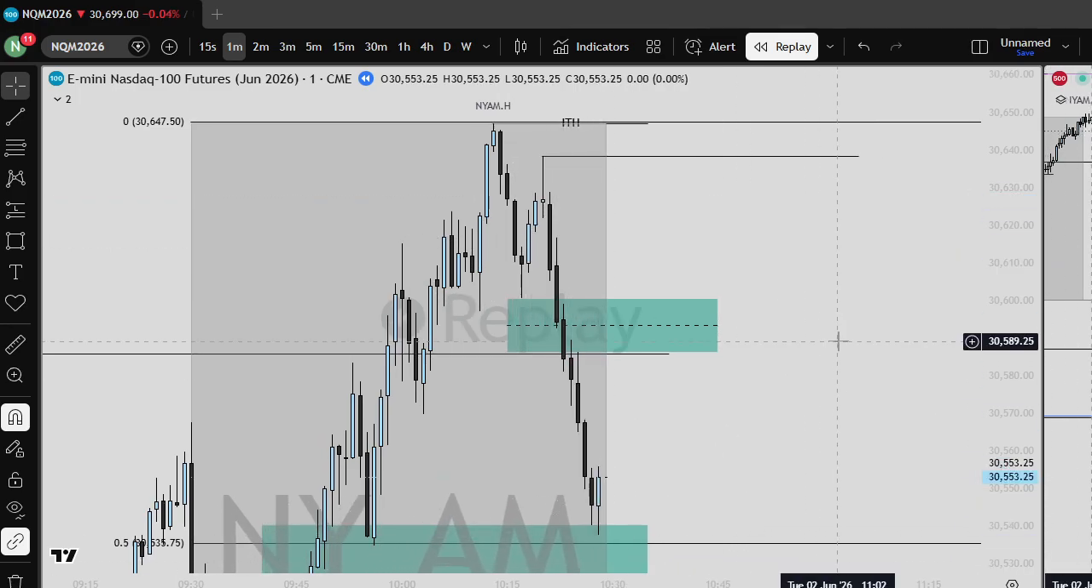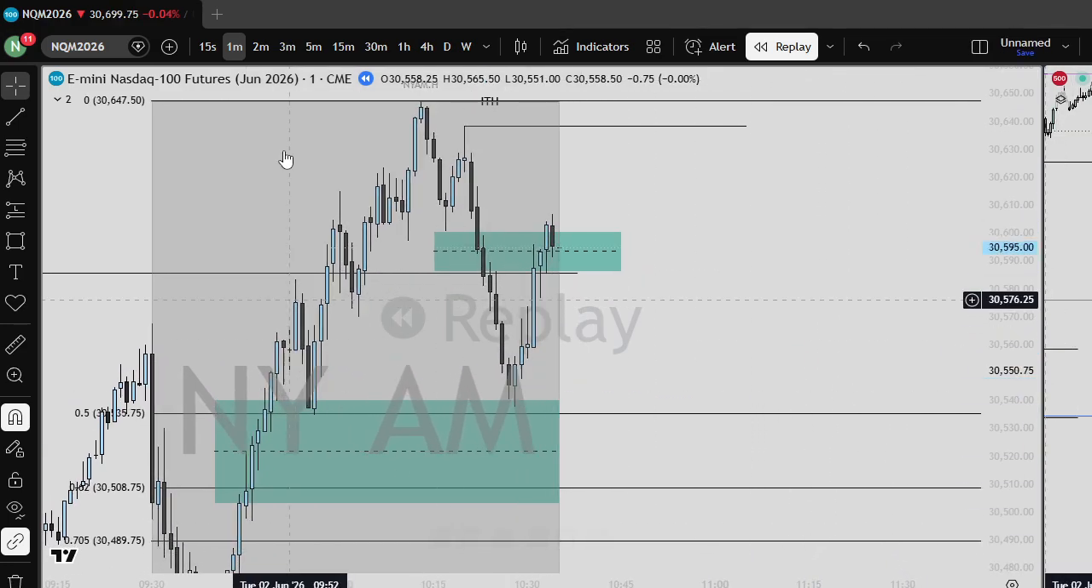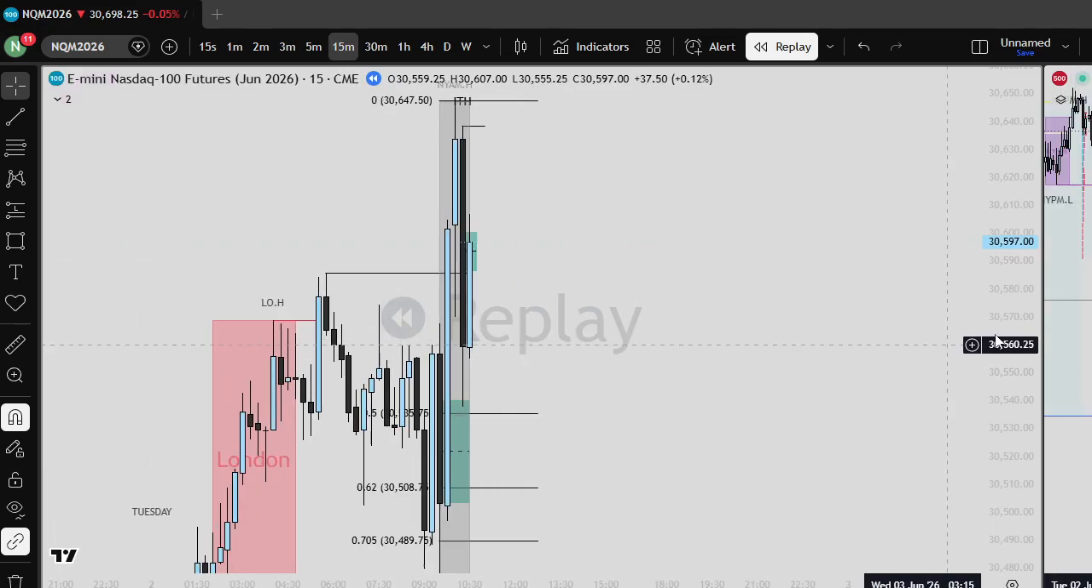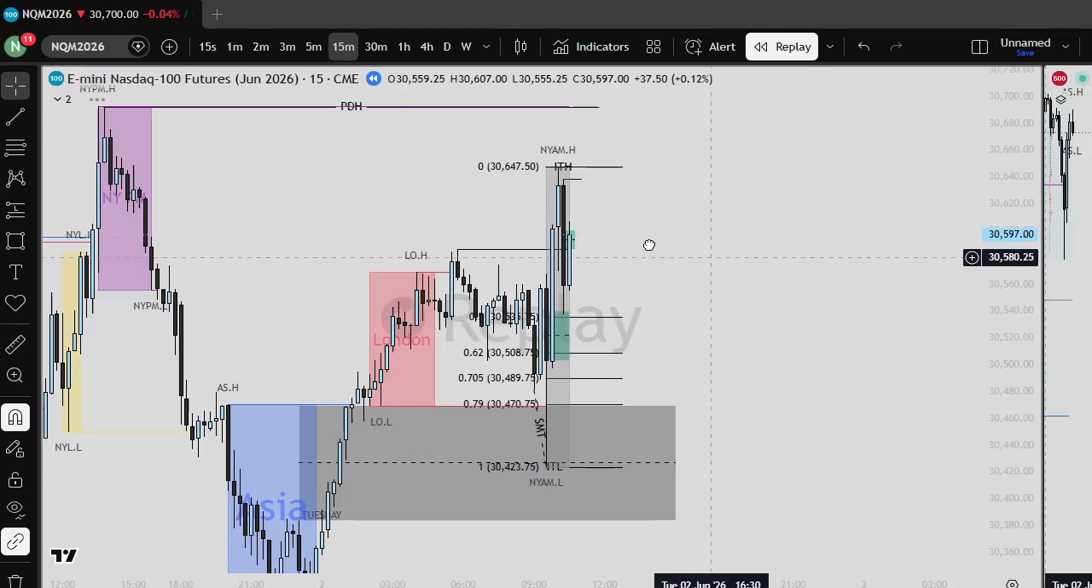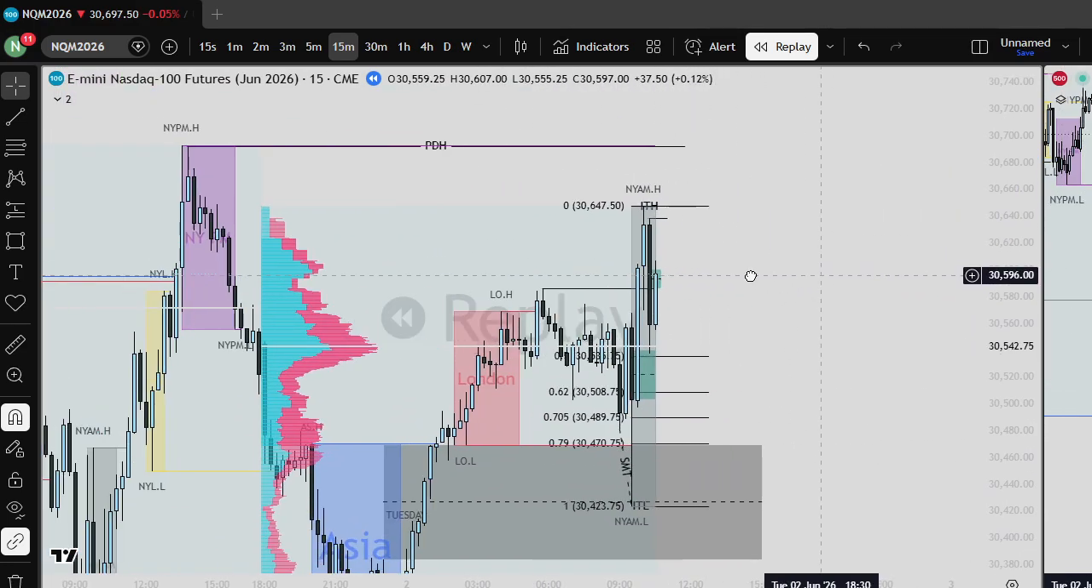Overall, we just ended up having a really steep manipulation move here, and we ended up inversing a 15-minute fair value gap to the downside. But I wasn't really worried about this. Why? Just because of how we were delivering inside of this range. I felt previous day high was the most obvious draw on liquidity ever.